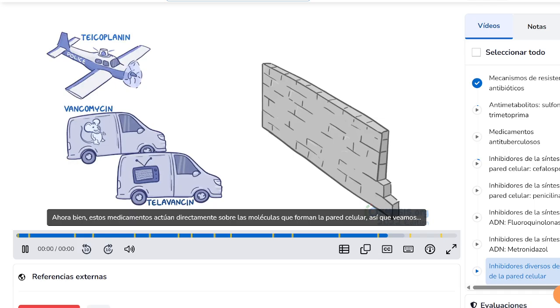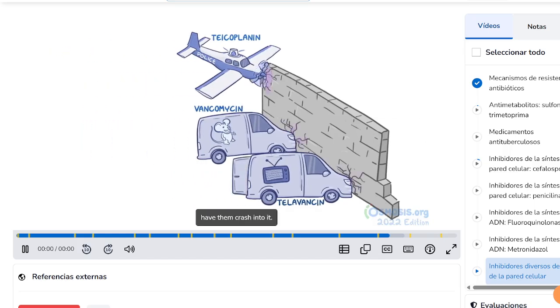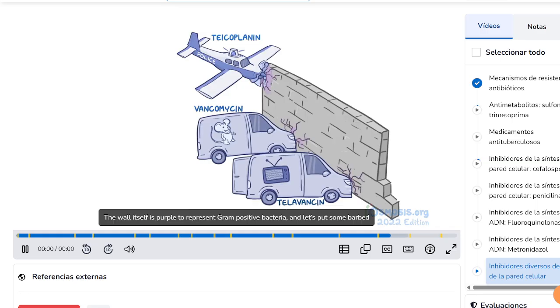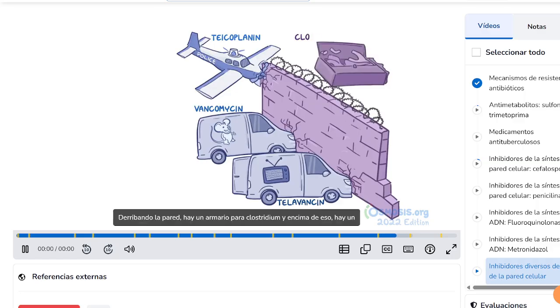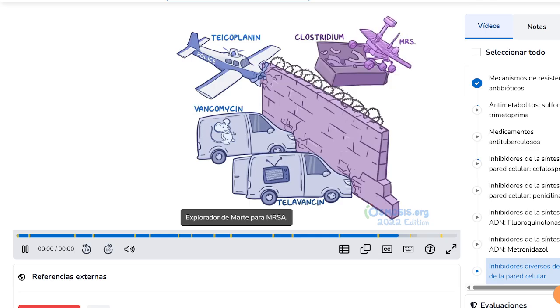Now, these medications act directly on the molecules that make up the cell wall, so let's have them crash into it. The wall itself is purple to represent gram-positive bacteria. And let's put some barbed wire on it because glycopeptides are used to treat infections that are resistant to other medications. Toppling off the wall, there's a closet for Clostridium. And on top of that is a Mars rover for MRSA.